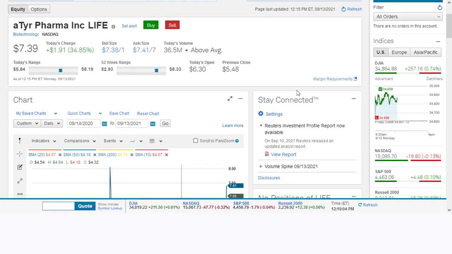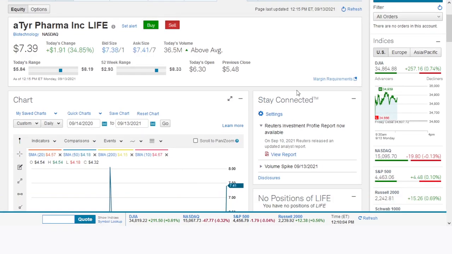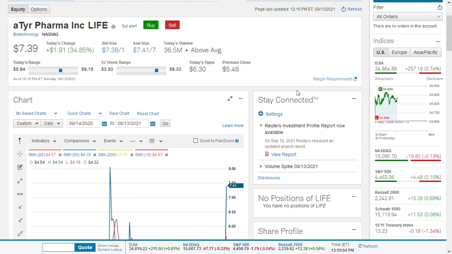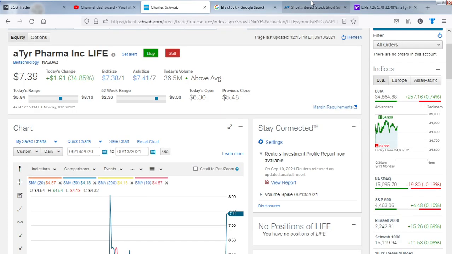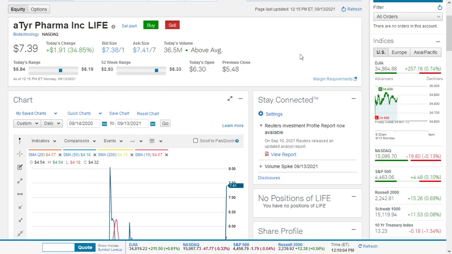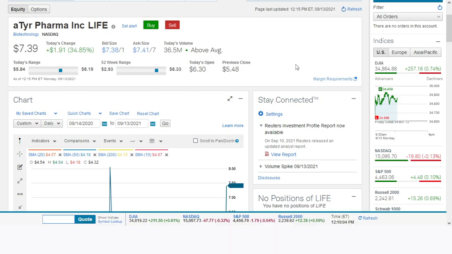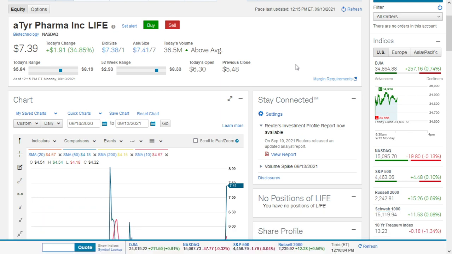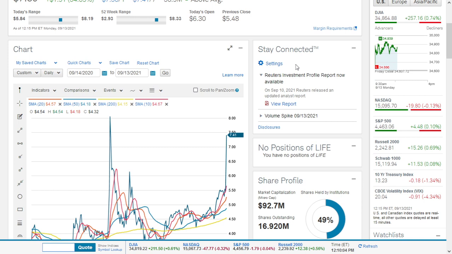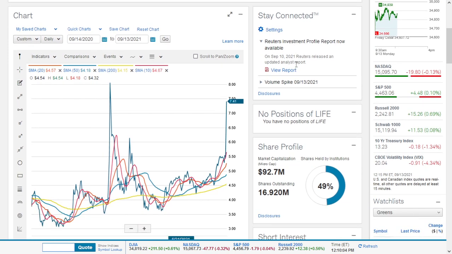LIFE stock, aTyr Pharma Inc., currently trading at $7.39 in this session of the 13th of September 2029, a gain of 34.85%, and I think here it's saying 32.48% from Yahoo Finance. So 36.5 million shares have crossed the tape, which is above average. The float of that stock is 14 million. The shares outstanding is 16.92 million.